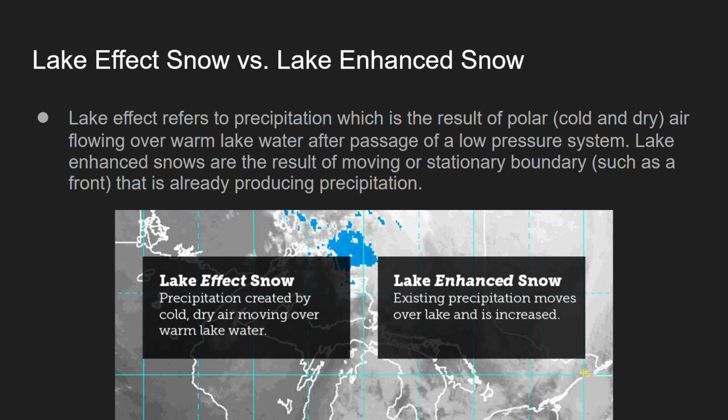Now, lake enhanced snows are the result of moving or stationary boundaries, such as a front that is already producing precipitation, and the lakes enhance that precipitation. And those are just some easier definitions. Lake effect snow: precipitation created by cold, dry air moving over warm lake water, and lake enhanced snow: existing precipitation moves over lake and is increased.